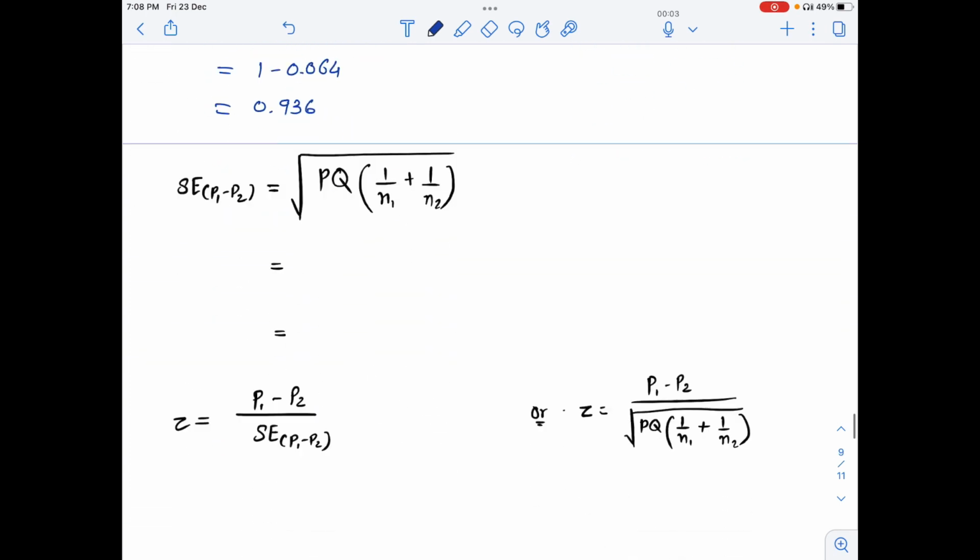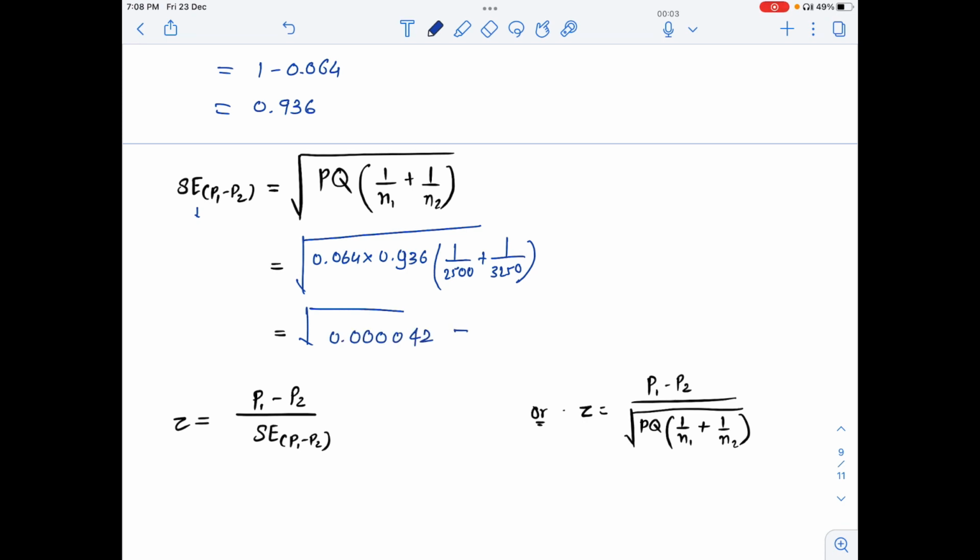Next step we will calculate standard error. Standard error is equal to standard deviation of sample, but it is for population. So 0.064, 0.936, 0.2500, 3250. This will come around root of 0.4042, which is about 0.0065.